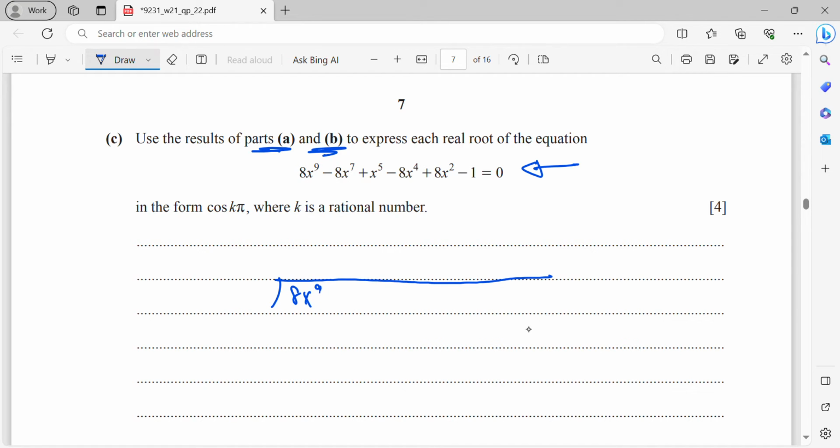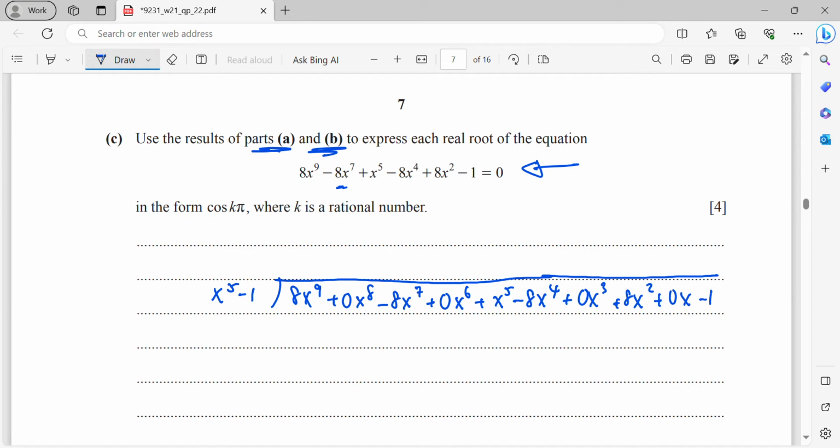So 8x degree 9. Supposedly after degree 9 it is degree 8, but there's no degree 8. It jumps to degree 7. So I will write plus 0x degree 8 minus 8x degree 7. And there's no degree 6, so 0x degree 6 plus x degree 5 minus 8x degree 4 plus 0x cubed plus 8x squared plus 0x minus 1. Then divided by x degree 5 minus 1, because we have solved this equation.